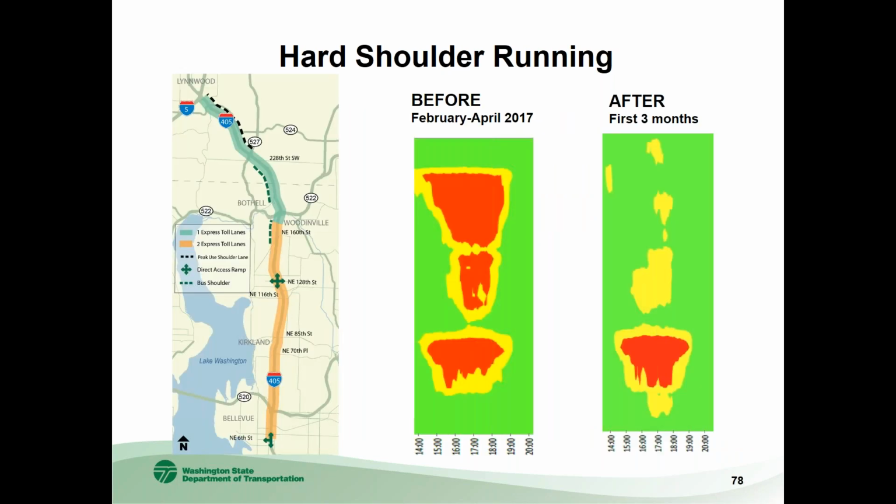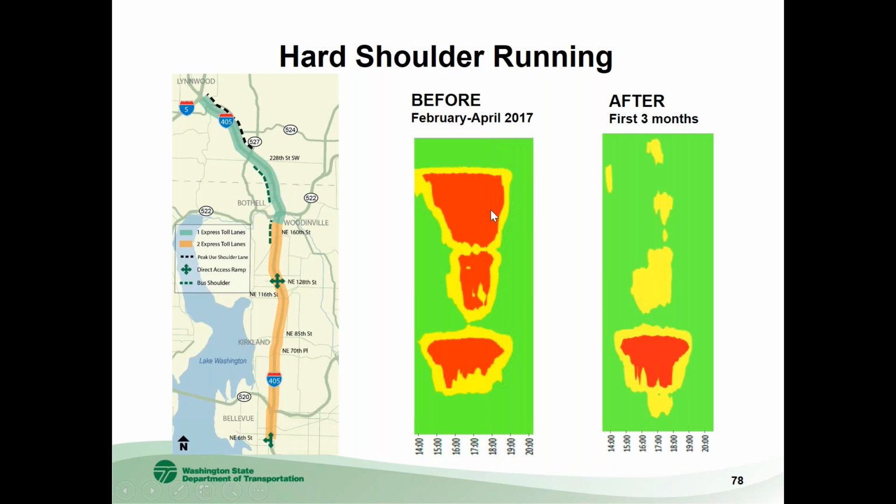Applied here, as a result, we see the congestion when we look at this congestion map, and the shoulder running is from Highway 527 onto I-5. That is the dynamic one. The static one is on the southbound, which is only open for transit. So let's talk about the one on the right here, northbound.